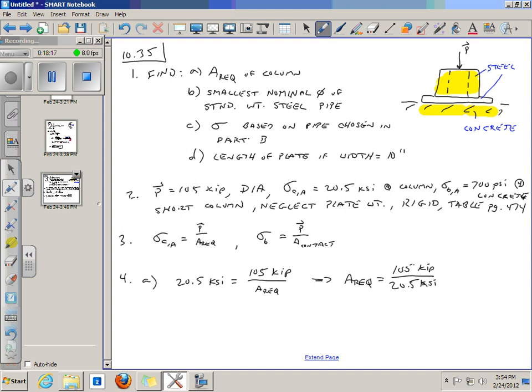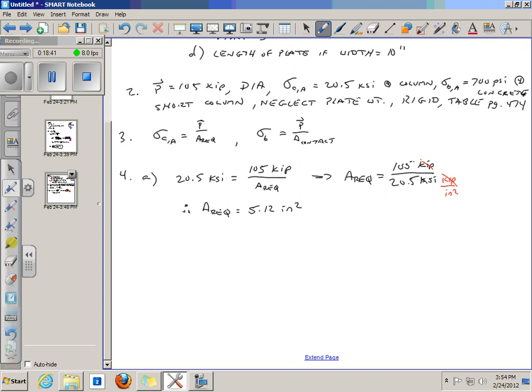Now KSI, remember, is a kip per square inch. So kip over kip, the inches squared comes up, and therefore the required area is equal to 5.12, and we get square inches as our unit, so good. Area, square inches, I feel good. I'm getting the right unit, so I'm feeling pretty confident. Let's take a look at part B, the smallest nominal diameter if we make this thing out of standard weight steel pipe.